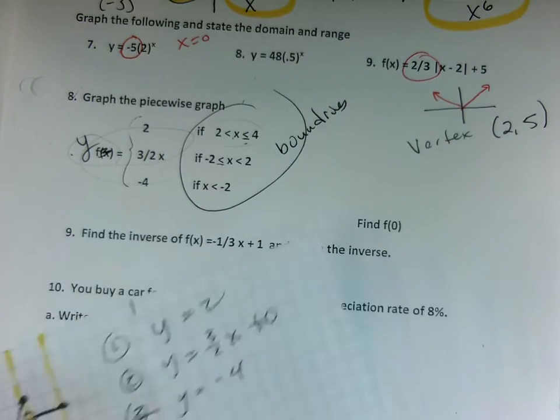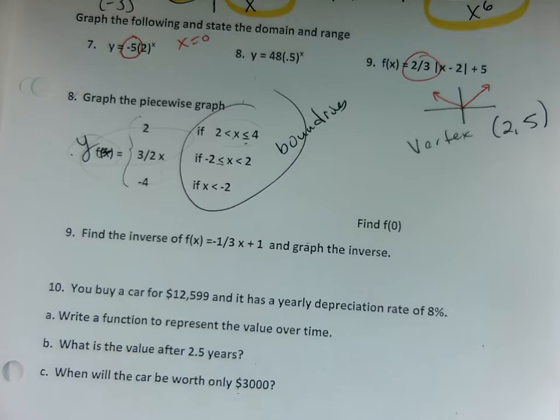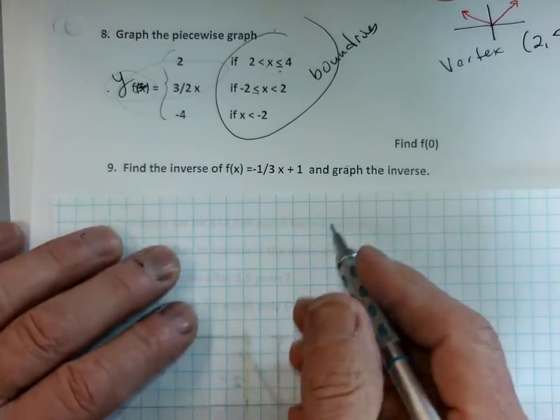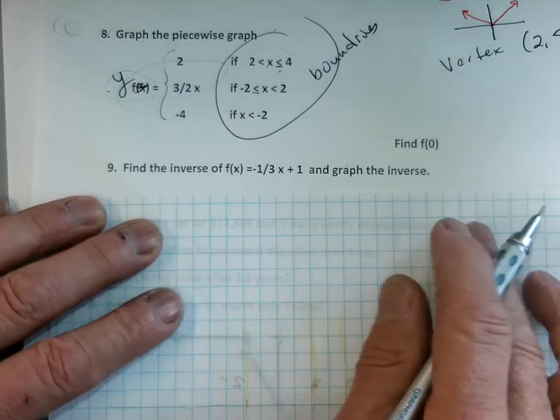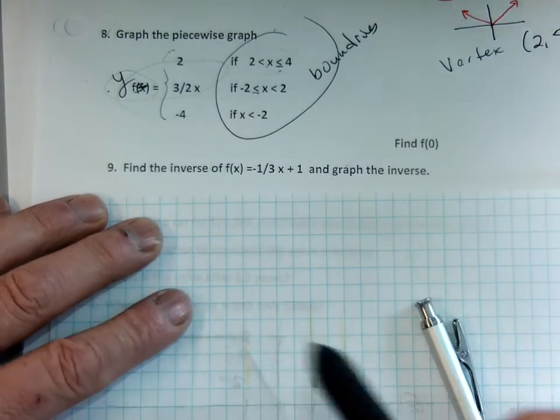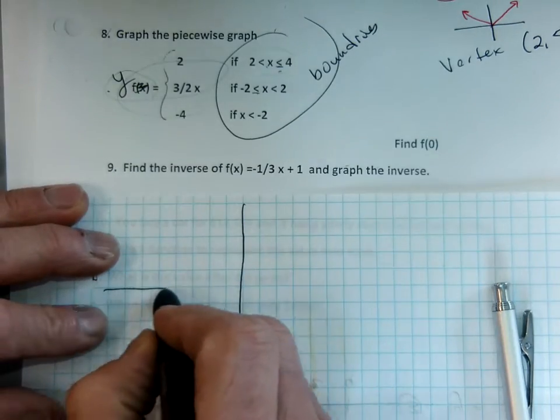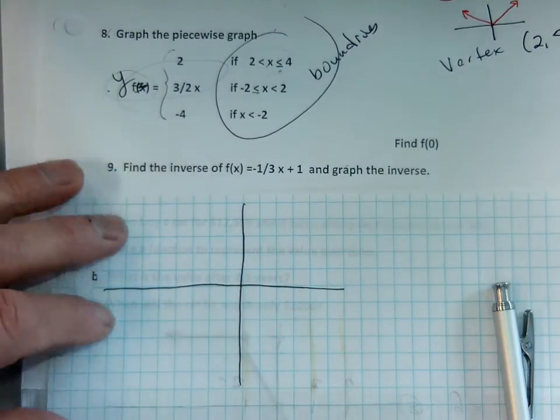Okay, moving on. Number 9. Find the inverse of f of x equals 1/3 x plus 1 and graph the inverse. So let's graph both, okay? I think if you graph both, it's really helpful for a lot of you. So first of all, let's graph f of x.